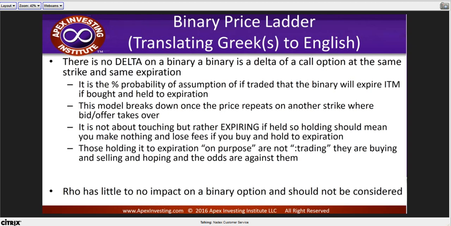Okay, rho has no impact, but delta is a big one I want to talk about for a second. There is no delta in a binary option. Delta, again, is how much an option changes with a 1-point move of an underlying market. Why is there no delta of a binary? Because a binary is delta. Literally. A binary is a delta. Does anybody understand that? A binary is the delta.